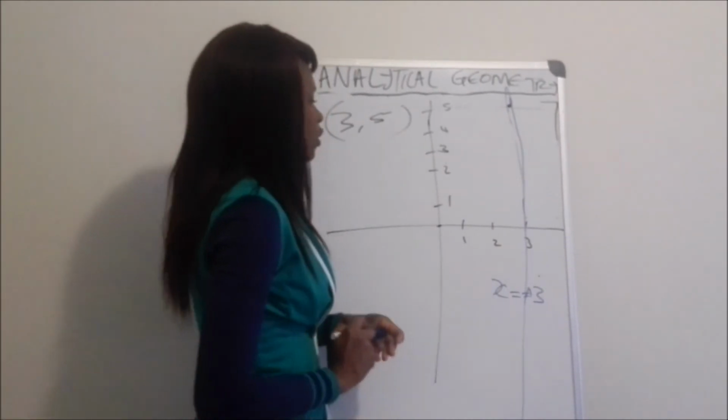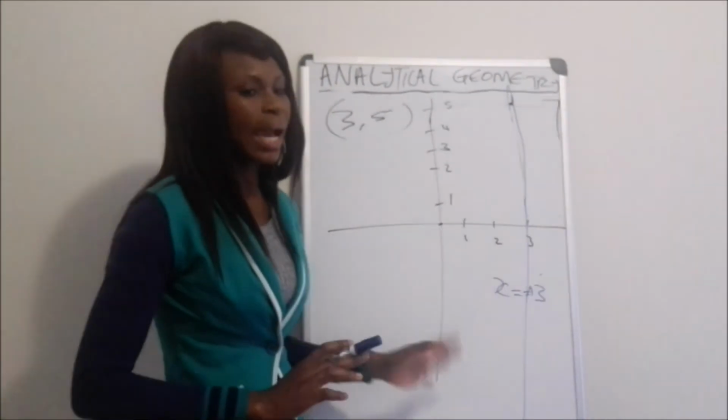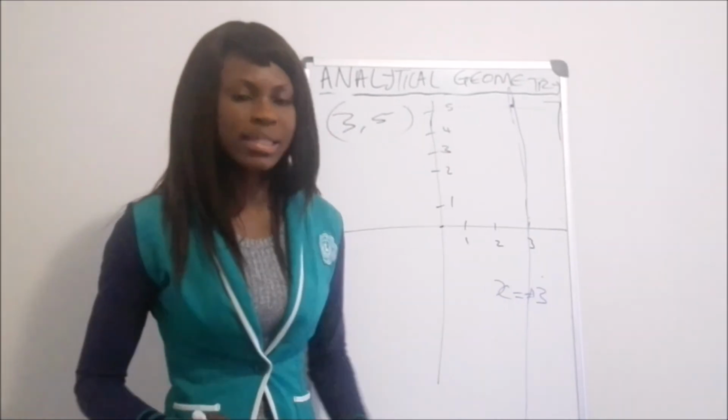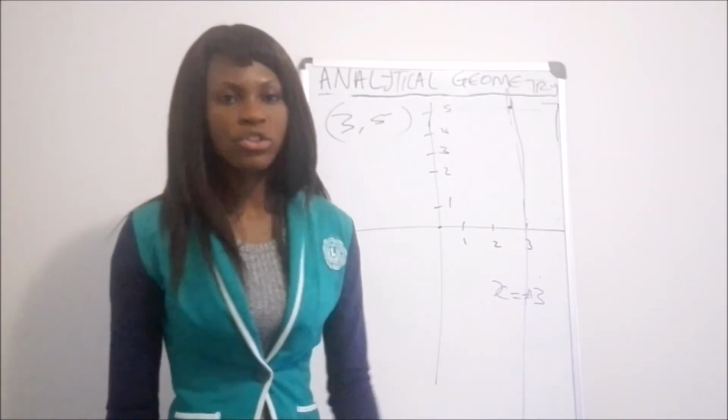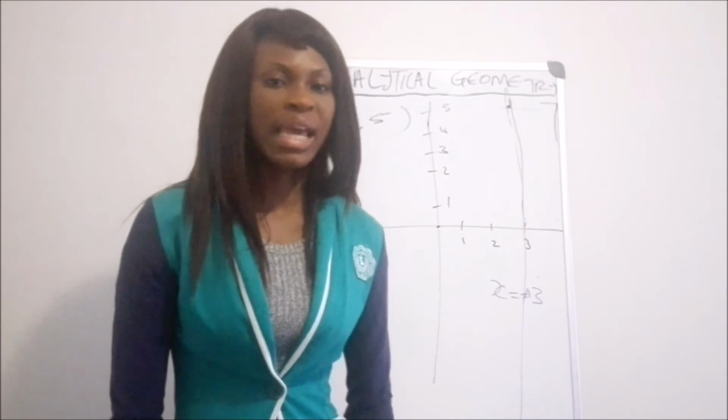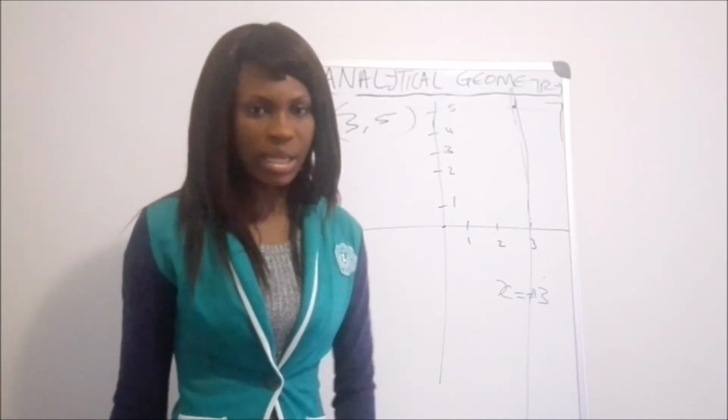Alright guys, I hope you understood this one as well: if it's a vertical line, the equation will always be x equals something. And if it's a horizontal line, the equation will always be y equals something.